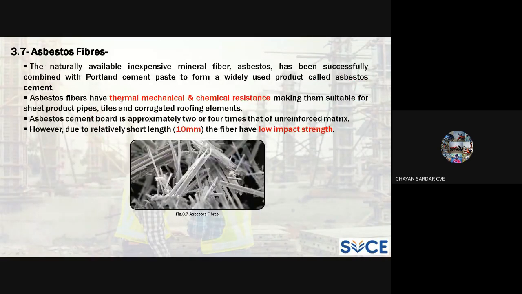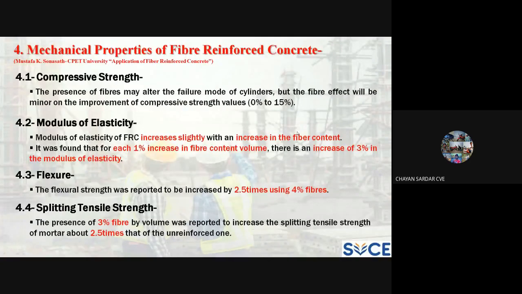Asbestos cement. They have nice thermal and chemical resistance, but they are relatively short in length, which is 10 mm, and have low impact strength. Now coming to mechanical properties of FRC, which I referred from this journal. Compressive strength for cylinders will improve with the replacement of 0 to 15% of fibers, and modulus of elasticity will increase slightly with increase in fiber content.